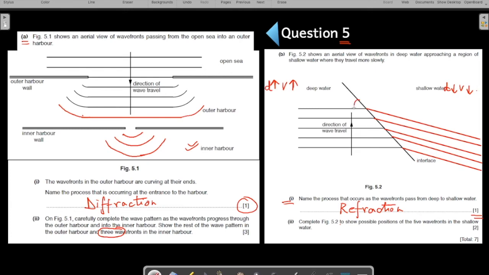If this is your angle theta 1, theta 2, the opposite angles we are talking about, the new angle theta 2 is less than theta 1. It is bending towards the barrier. It is a 2 mark question. You'll get 2 marks when the examiner will see all the 3 wavefronts and if they are bent in the correct direction. Let us look at the mark scheme to understand it well.